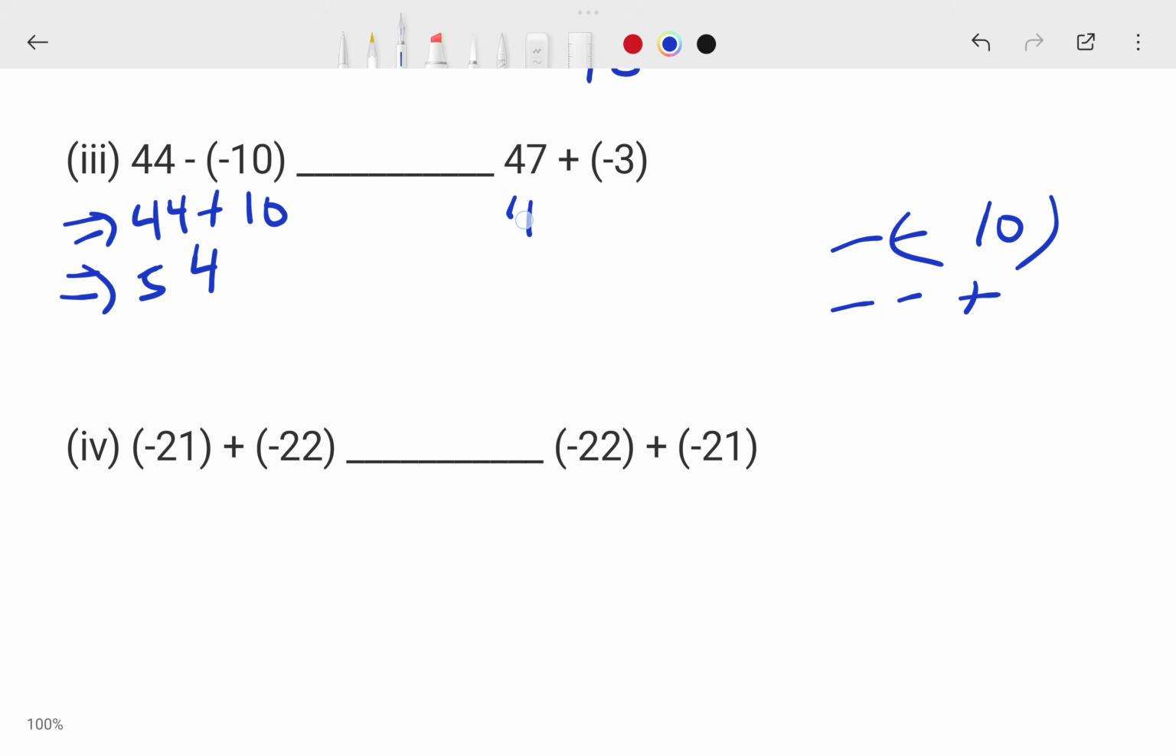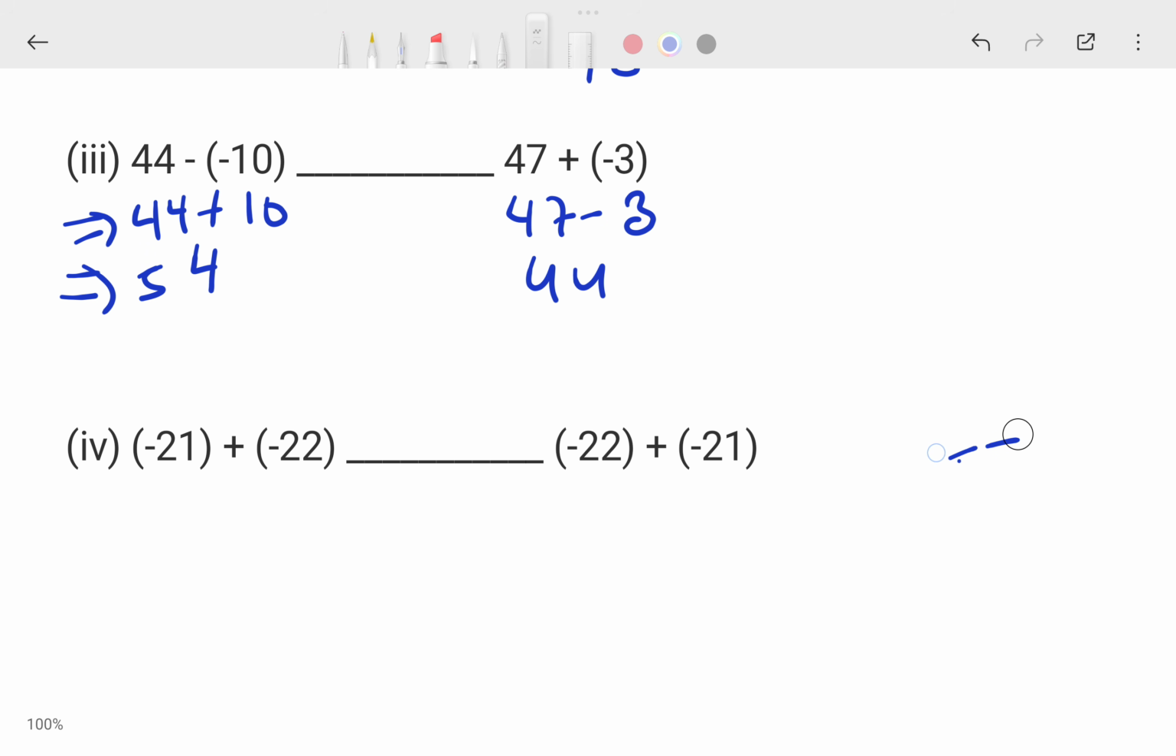This is given here 47, and this is given plus or minus 3. Plus or minus? It is minus only, so this is going to be minus 3. So 47, if you subtract 3, it is going to be 44. So we get the answer like that.